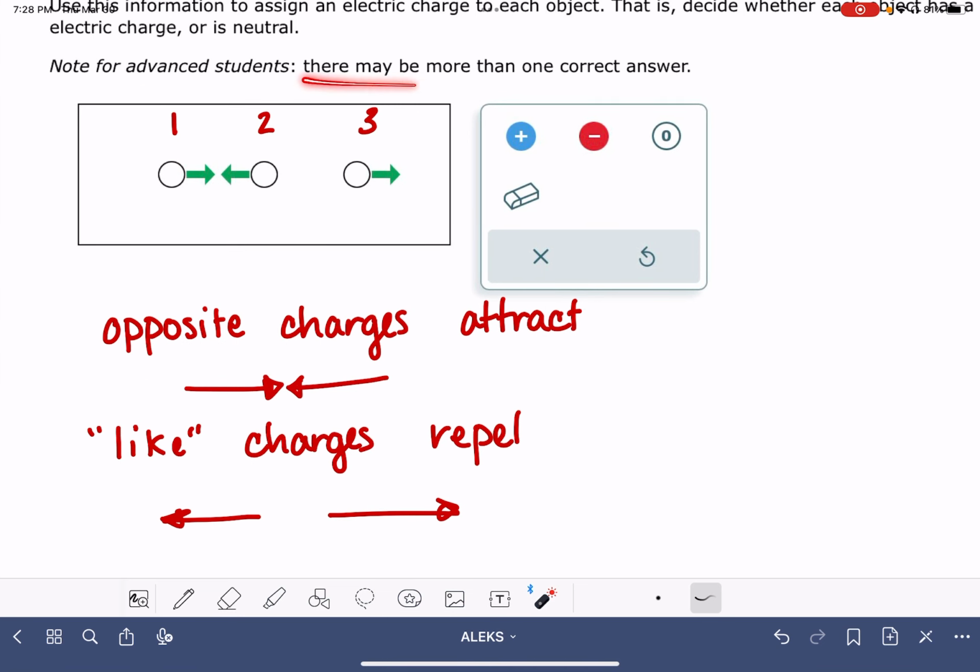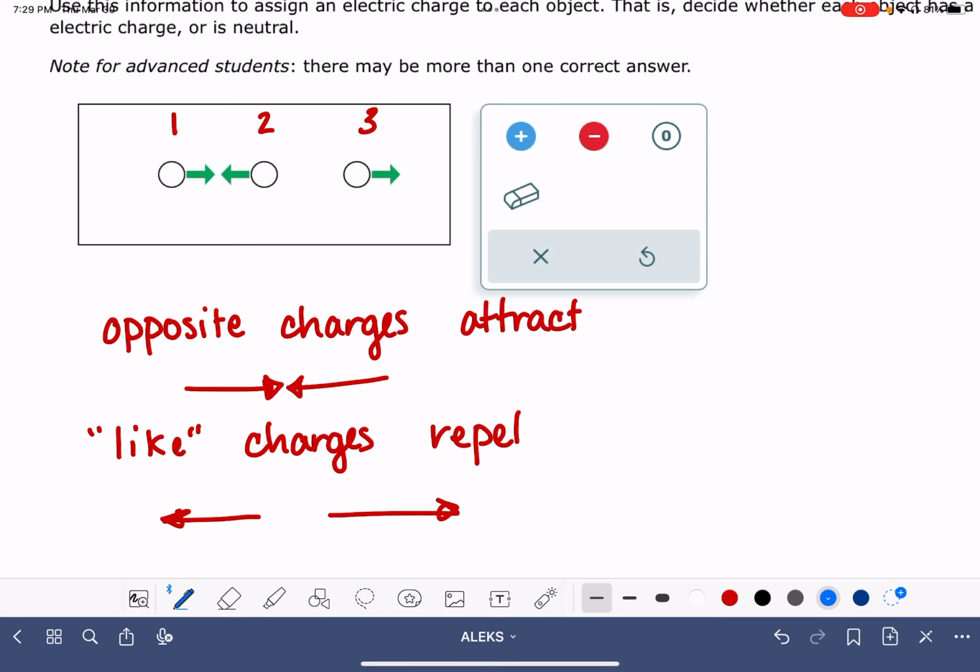Now it is telling us there may be more than one correct answer to the problem. There's more than one way that we can answer this particular problem. We know that objects 2 and 3 have the same charge. They are either both positive or they are both negative. There's no way for us to know if they're both positive or both negative, and this is what ALEKS is referring to in terms of there being more than one correct answer.